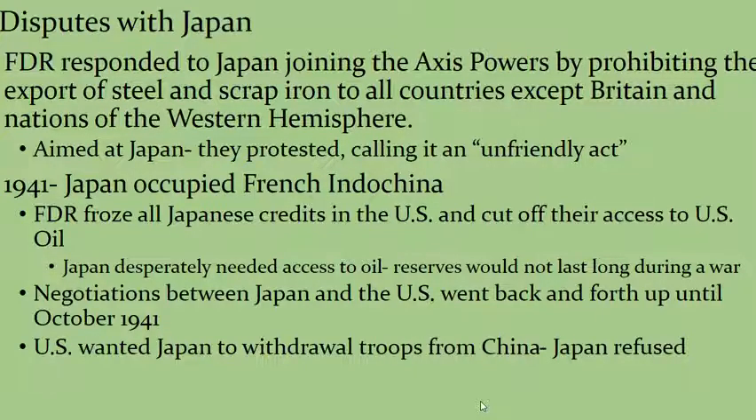They call it an unfriendly act. And in 1941, Japan then decides to occupy French Indochina. So French Indochina today, if you're trying to get your bearings, that's going to be Vietnam, Cambodia, Laos. And so after that, FDR says, okay, we're going to cut off all access to credit.